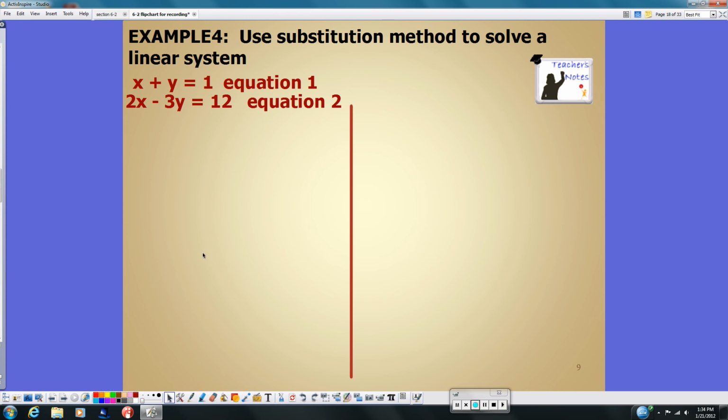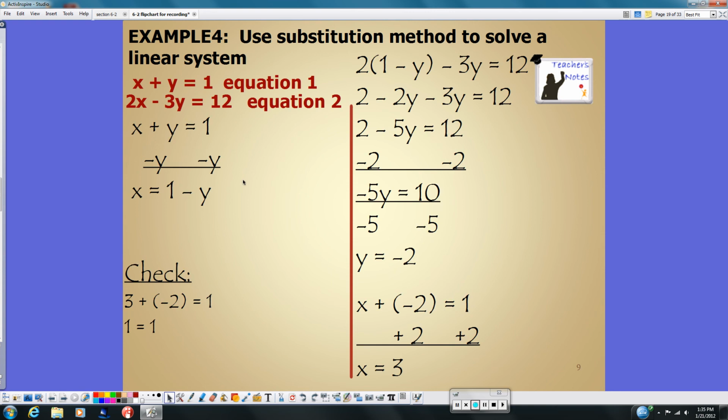Now what I like to look for when I do substitution is an equation that's going to be easy to get a letter by itself. In this case, I have two equations. Equation 1 has much more potential for getting either the x or the y by itself more easily than equation 2. So I would probably solve equation 1 for one of the variables. So using equation 1, I decided to solve for x. We could just as easily have solved for y, but I chose to solve for x by subtracting y from both sides to get x equals 1 minus y.